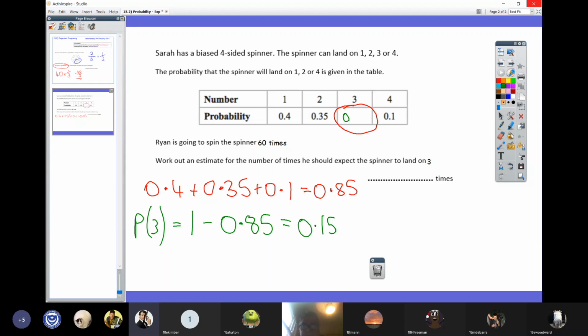So that probability up in the table is 0.15 because those 4 probabilities have to equal a whole. So that's step 1. I know the probability of getting a 3 is 0.15. Read the question: Ryan spins it 60 times. How many times would he expect to get a 3? You're going to do 60 times 0.15, and we get 9. So the answer will be 9 times.